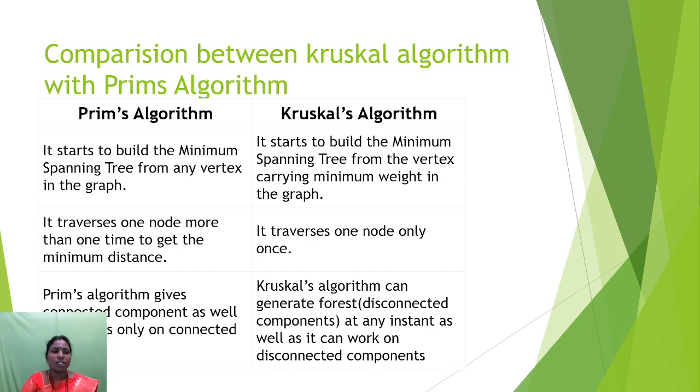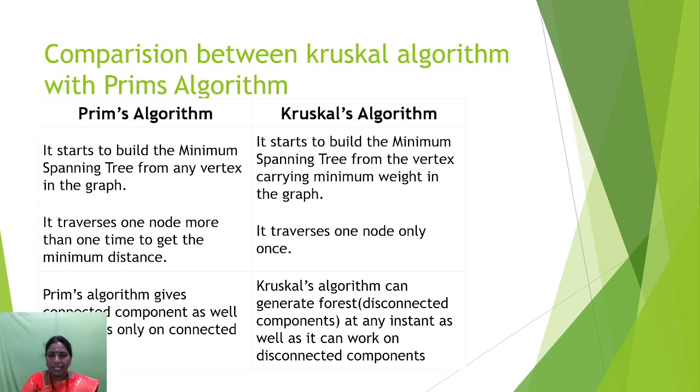In Prim's algorithm, it travels one node more than one time to get the minimum distance. But in Kruskal, there is no need. Traveling only one time is enough to visit a node. In Prim's algorithm, it gives a connected component and works only on a connected graph. In Kruskal algorithm, it can generate a forest. What is a forest? It's disconnected components.